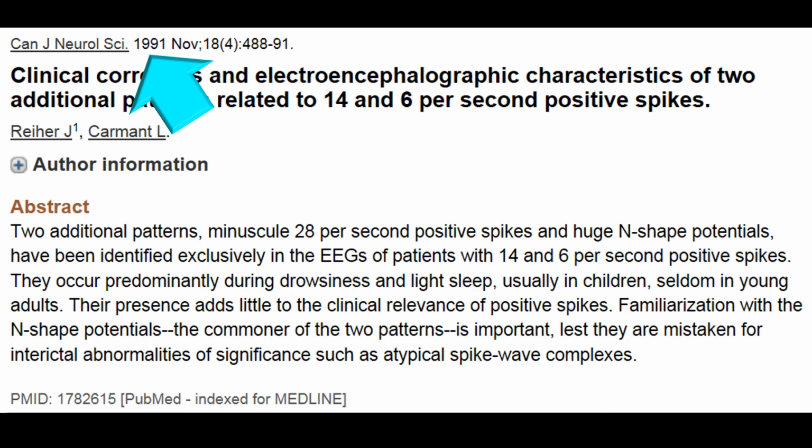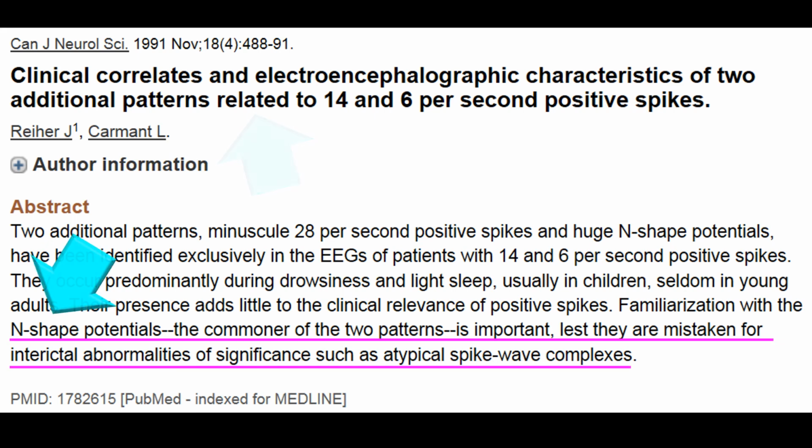This is from the same article I showed you before, that was published in 1991. It emphasizes the relation between 14 and 6 positive waves and huge N-shaped potentials. It stresses the fact that they are not linked to epilepsy and that it is important to distinguish them from the type of spikes and wave that we see in patients with epilepsy.